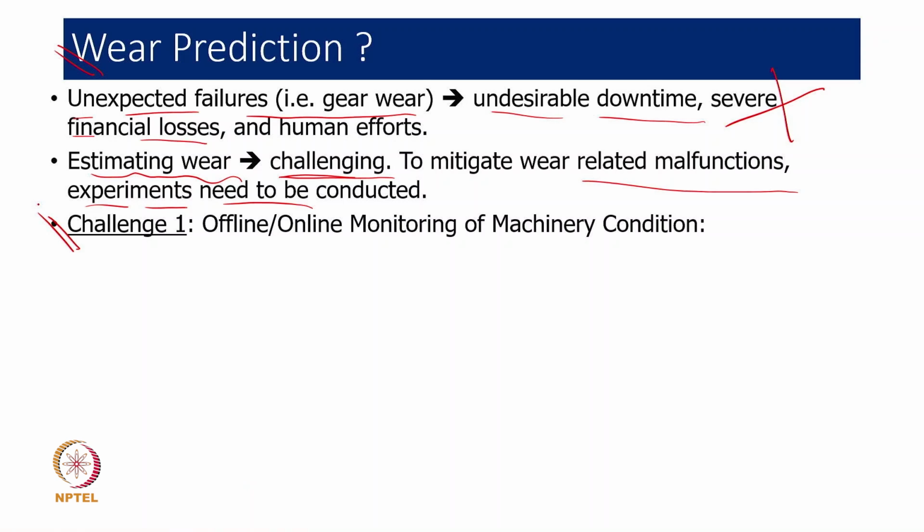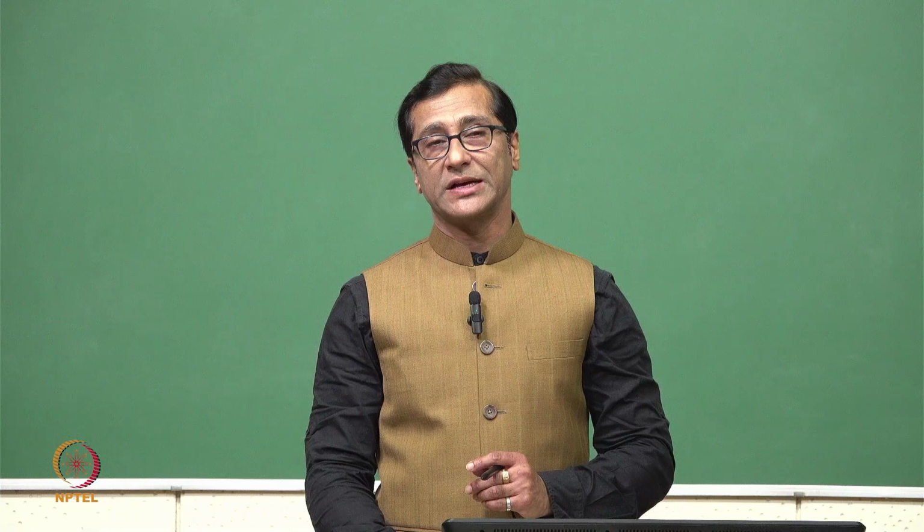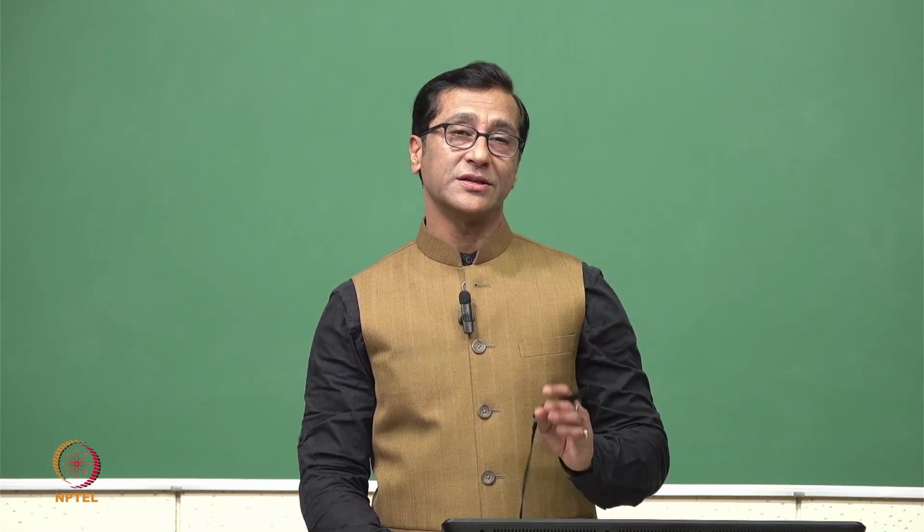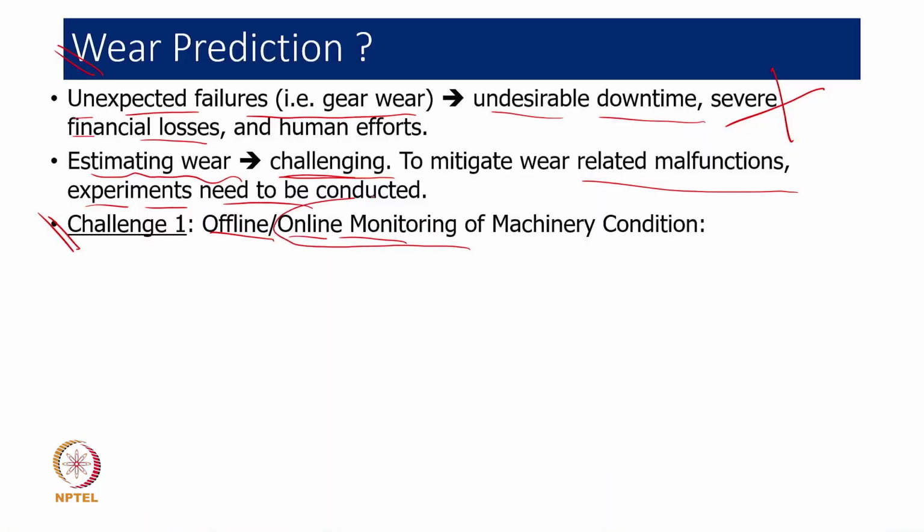We say there is one challenge. Challenge one: do I need to go with offline or online? In the previous slide, the paper I showed was basically offline monitoring. We filled the gear teeth, and then after that we cut the gear teeth and went for SEM imaging. We estimated how much wear has occurred, how the surface roughness has changed, how much the mass loss is. So all of this is offline, not online. But the current trend is going more and more towards online monitoring. So we need to shift from offline to online.